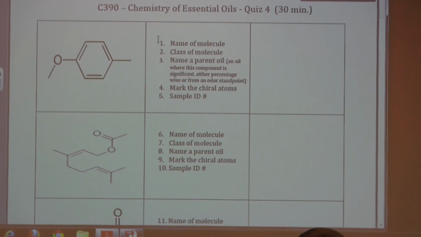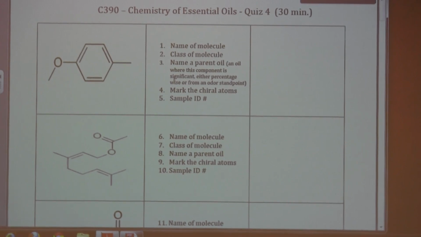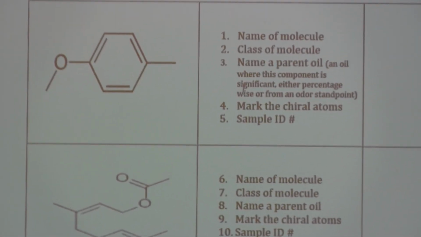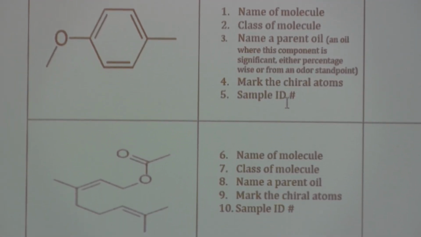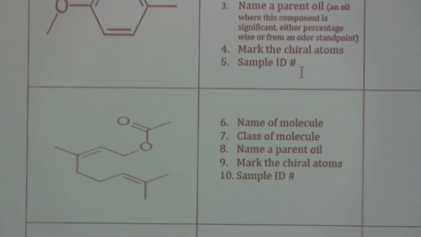The name of the molecule was p-cresyl methyl ether. The parent oil you could have put, well, you should have put ylang-ylang, or I accepted just ylang, either one. The chiral atom, there's no chiral atoms here. And the sample ID was number 9.